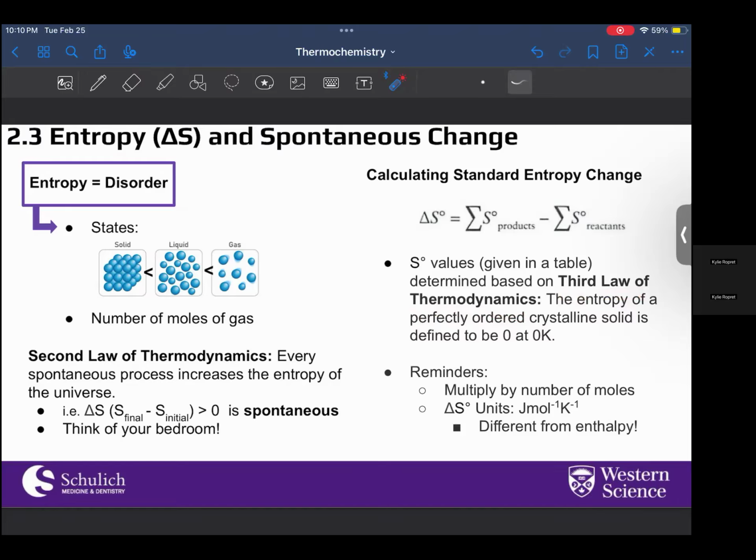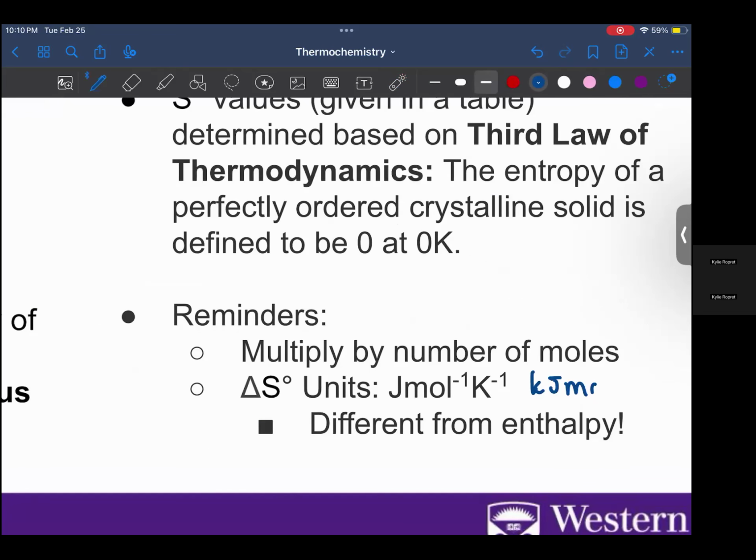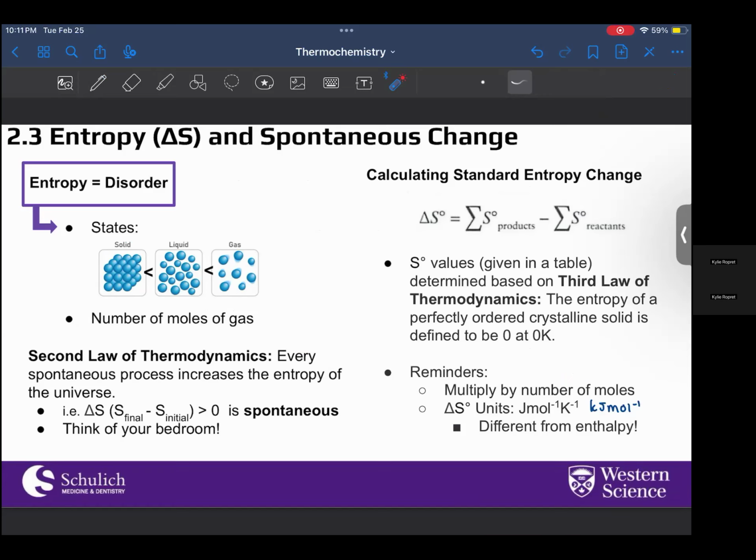It's exactly the same as the standard enthalpy of formation one. So you're doing the sum of the products minus the sum of the reactants. Just remember to multiply by your stoichiometric coefficients if necessary. And also just keep in mind that the units for entropy are different from enthalpy. So enthalpy we saw was kilojoules per mole, but entropy values are usually in joules, and they also have this temperature aspect in there as well.